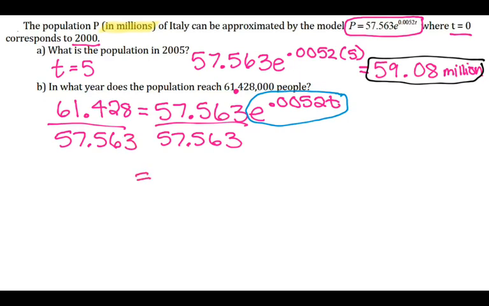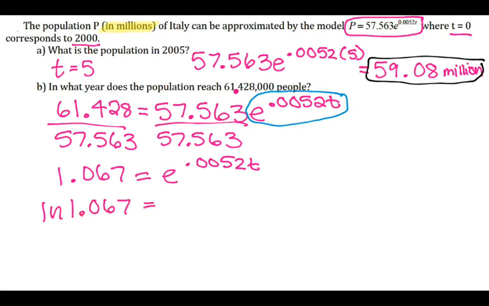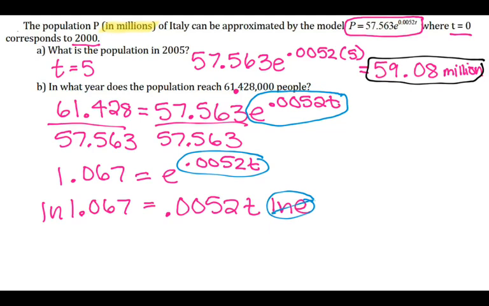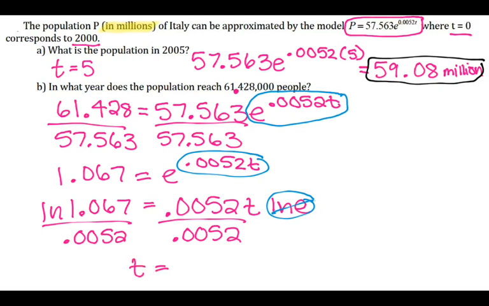I'm going to plug that into my calculator. 61.428 divided by 57.563 is approximately 1.067 equals e to the 0.0052t. Natural log both sides. I'm going to bring down my exponent at the same time to combine some steps. And of course, natural log of e equals 1. Adios, natural log of e. And then I'm going to divide by 0.0052.